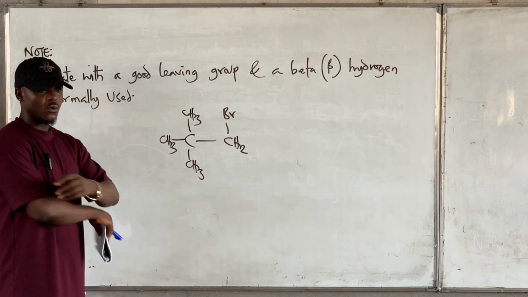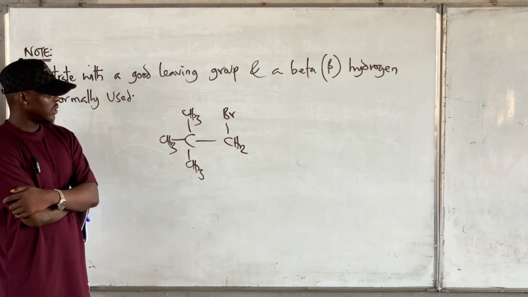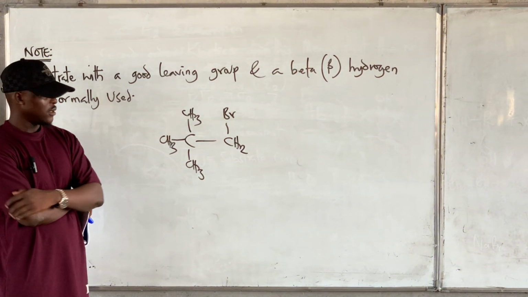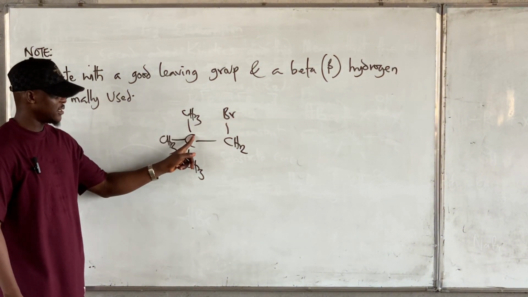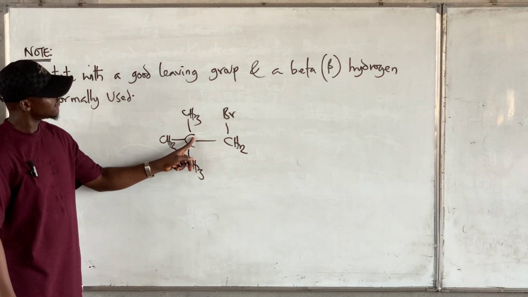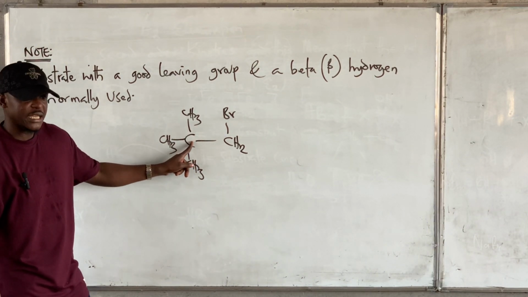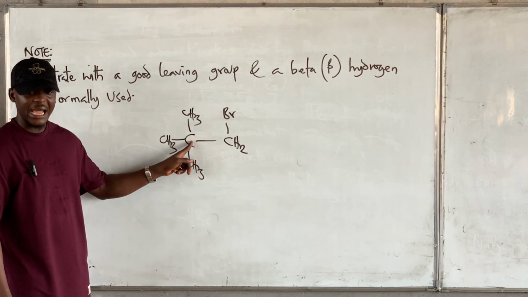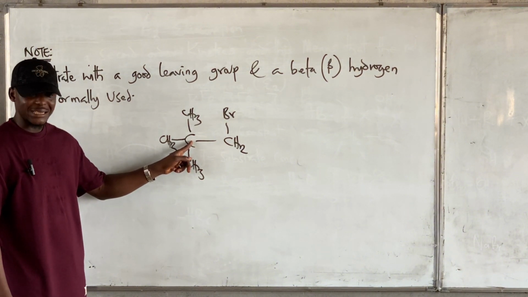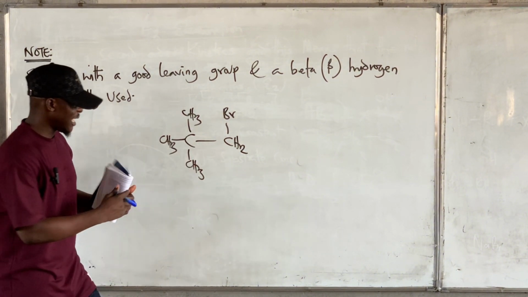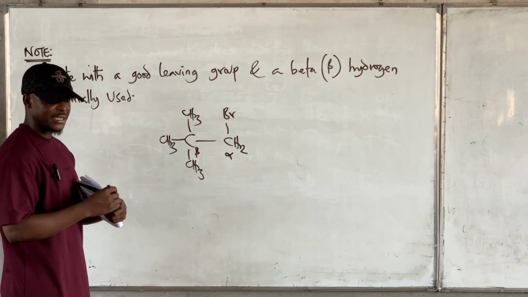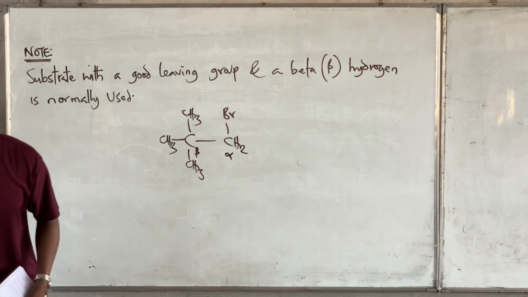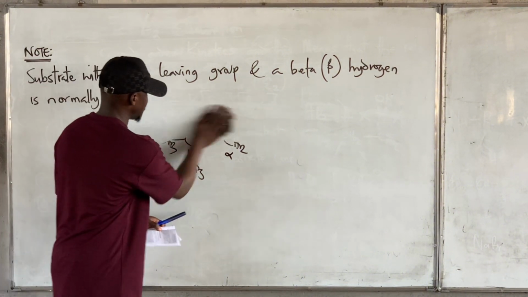This will not be able to undergo E2 because this is the alpha carbon here, and this is a beta carbon. Is there any hydrogen on this guy? No, so there's no beta hydrogen here. So this guy cannot even attempt E2 at all. This is alpha and this is beta. There's no hydrogen here, so you cannot even attempt it. So take note of that as point number one. Let's go to the next point.